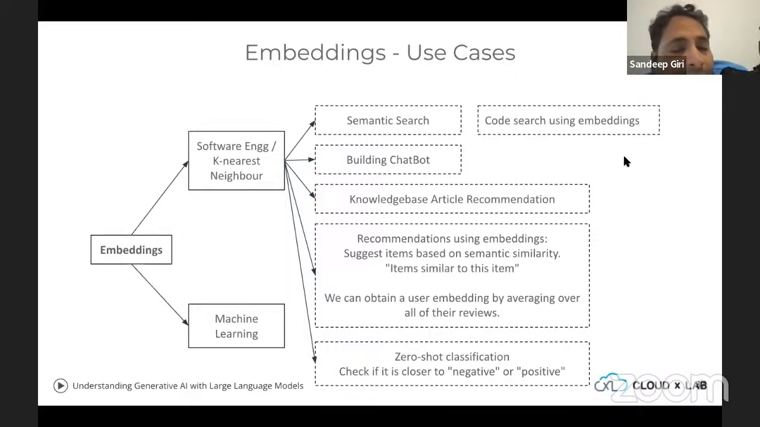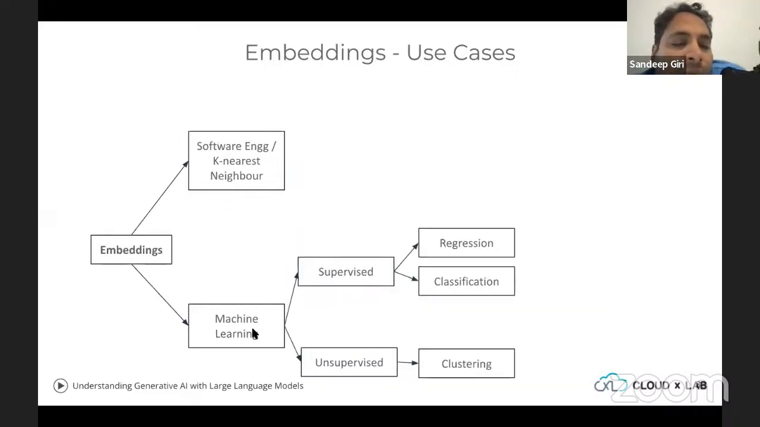Then you can do code search using embedding. Whatever code somebody has typed, you convert that code into an embedding as well and go through the entire system to figure out which code is similar to this piece of code. All of this is possible by doing maths, basically the search around the embeddings. Similarly, you can do supervised and unsupervised regression and classification on the embeddings.